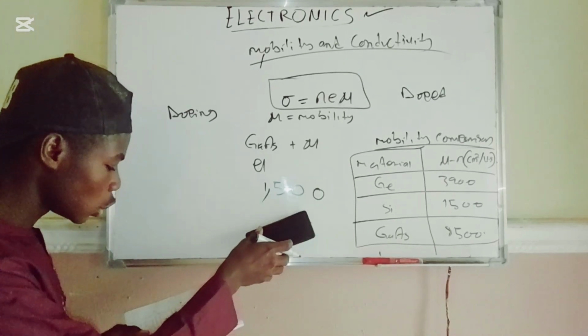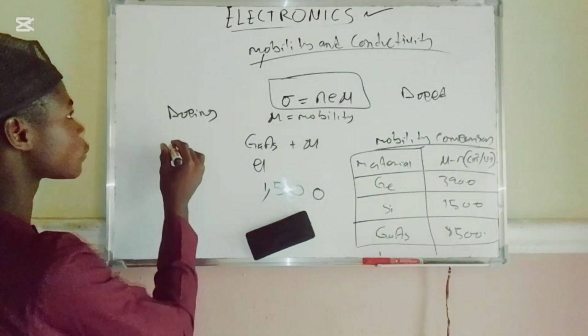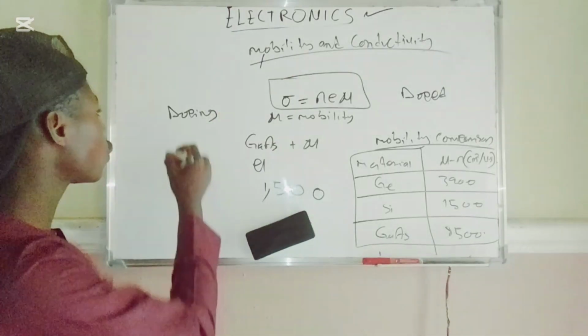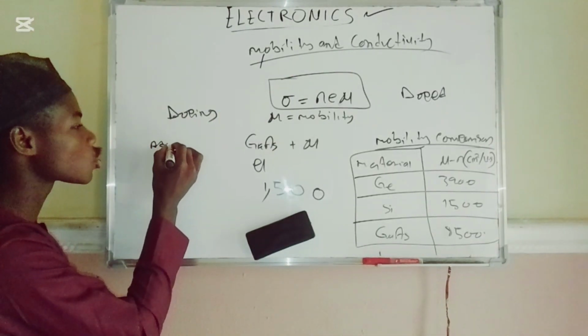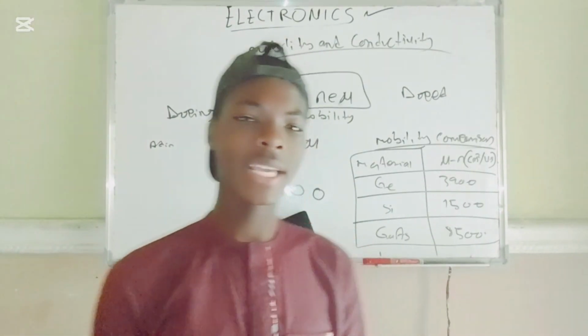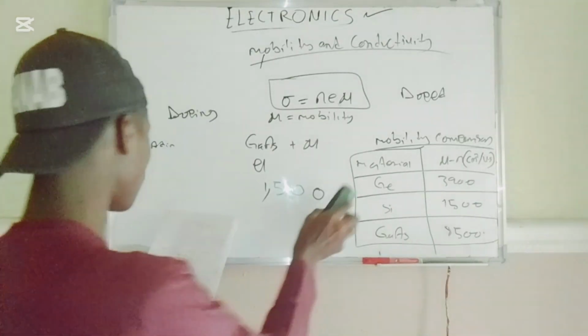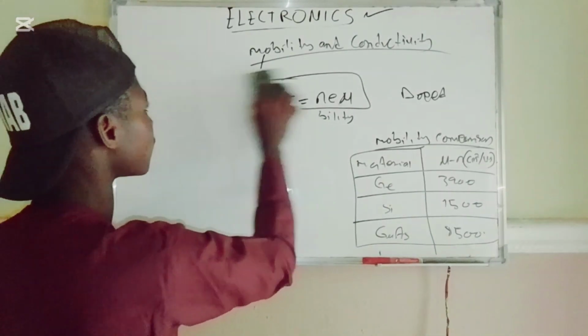So therefore there is what we call doping. What is doping? Doping means adding impurities to increase conductivity. So adding some impurities to increase the conductivity. So we have the types of extrinsic semiconductor.